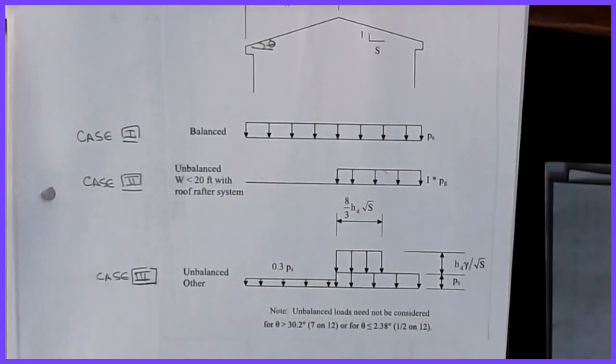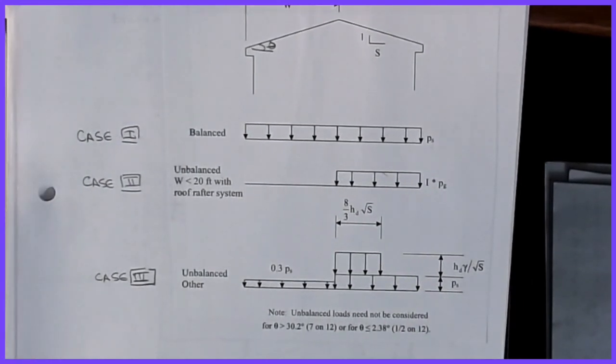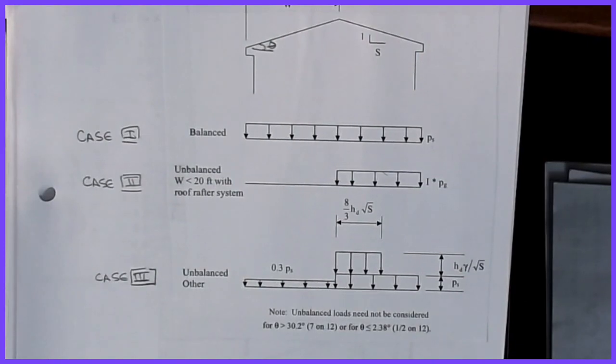Okay, for theta greater than 30 degrees or less than 2.38 degrees on here, the unbalanced load cases don't need to be considered.